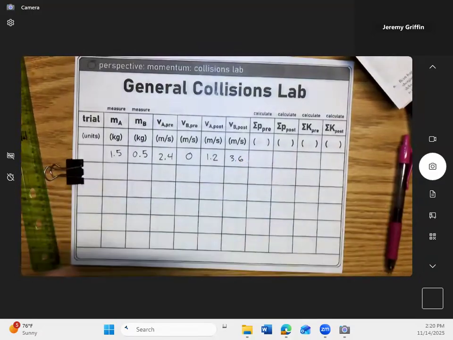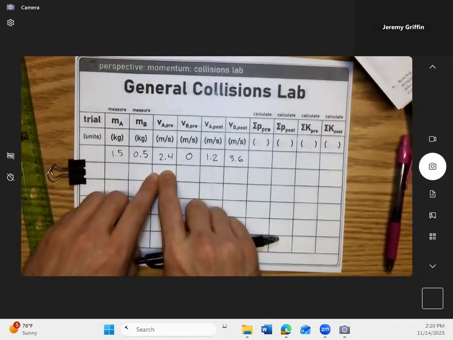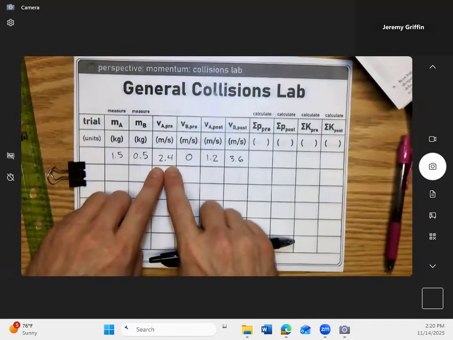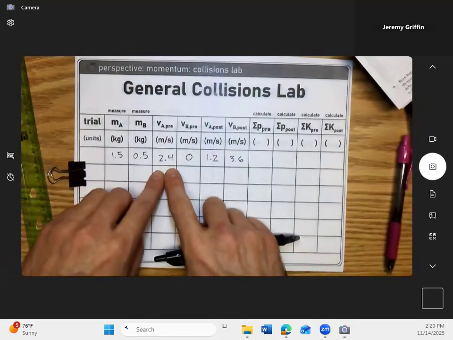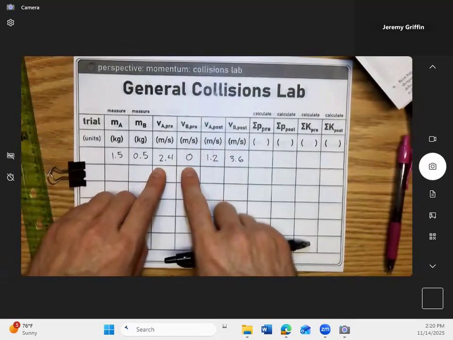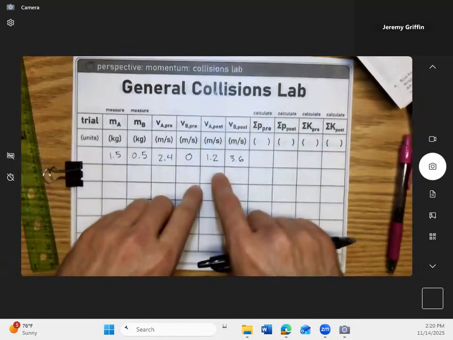So I'm going to put these to the side. Now, let's say you got the first cart rolling and it goes through the speed gate and reaches 2.4 meters per second, and the other cart is just sitting there at rest. And then, boing, they bounce off each other.